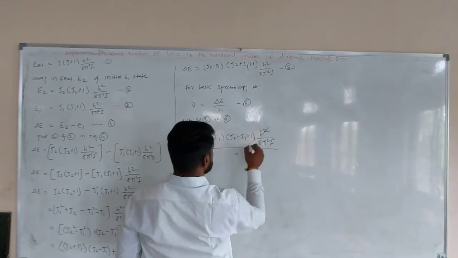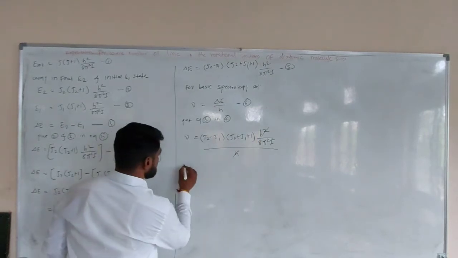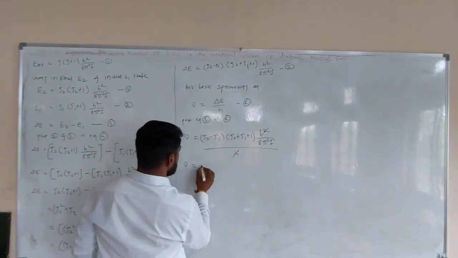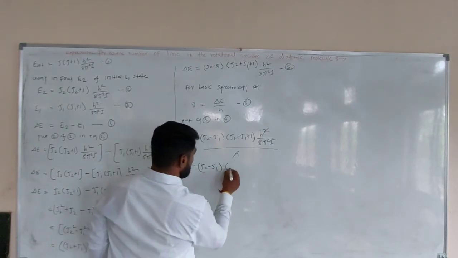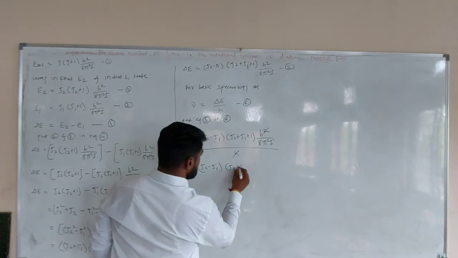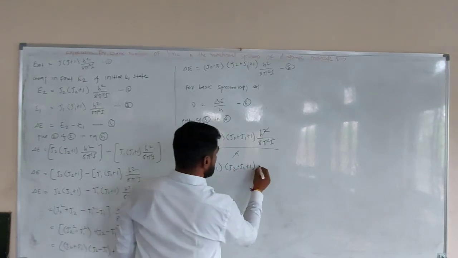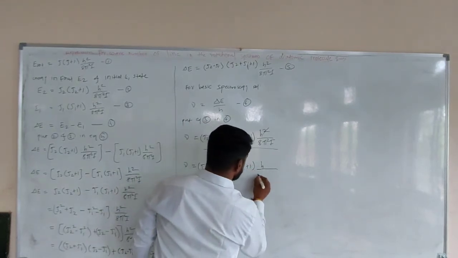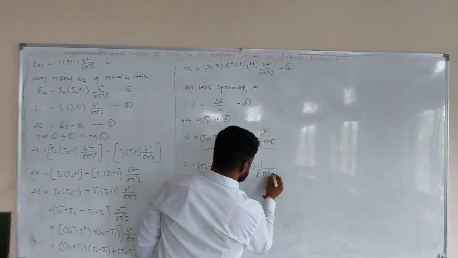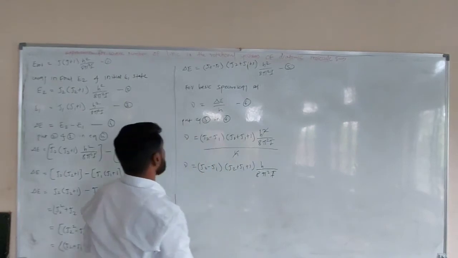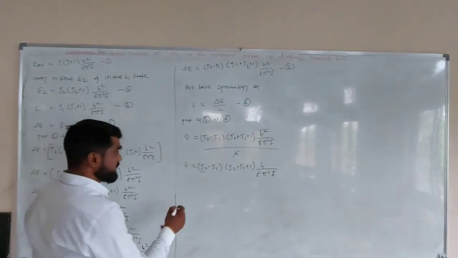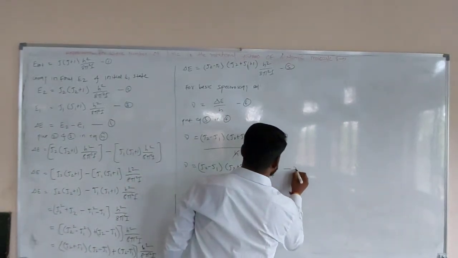Now cancel the term h, and this equation can be converted into nu is equal to j2 minus j1 into j2 plus j1 plus 1 into h upon 8 pi square I. Suppose this is equation number 7.